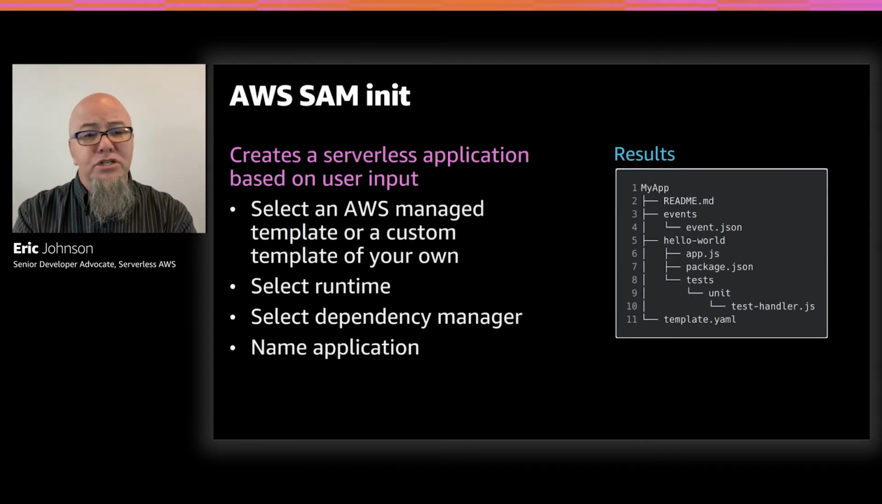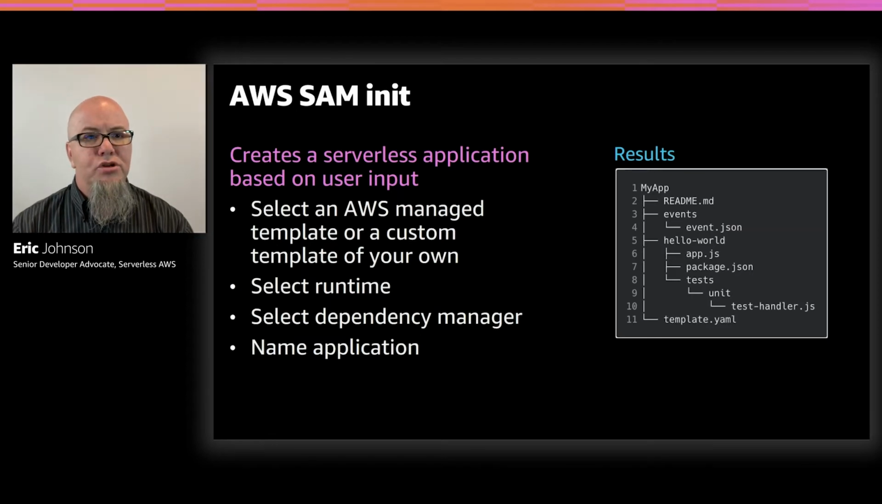The next thing you do is you can select your runtime. You're going to say, I want to use Node, I want to use Python, I want to use Ruby, I want to use Go, I want to use Java, .NET Core, or maybe a custom runtime. So you have a lot of different options that you can use here. Then if the runtime offers it, you can choose your dependency manager. And then finally, you're going to name your application. And the results are something like this.